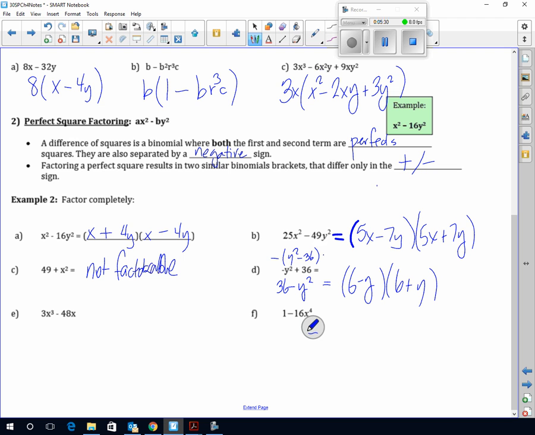Okay, the next one is not two perfect squares, so I would look to see if I can factor something out, and I can. What could I factor out? A 3x. And what am I left with? x squared minus 16. Hey, that's a perfect square difference. So what's that end up being factored to be? 3x, x minus 4, x plus 4. Who got that answer? Ooh, impressive.